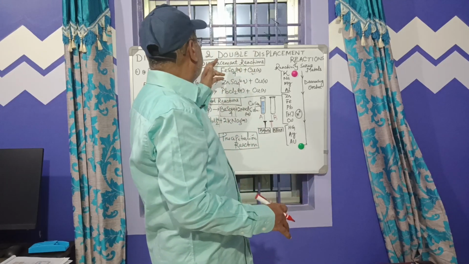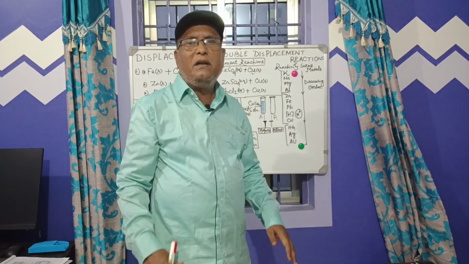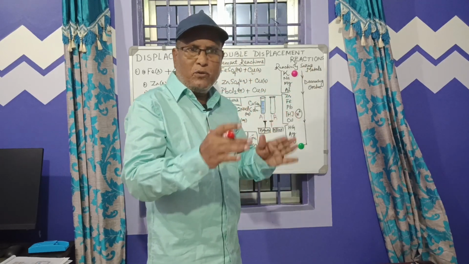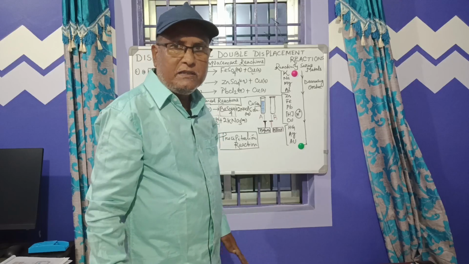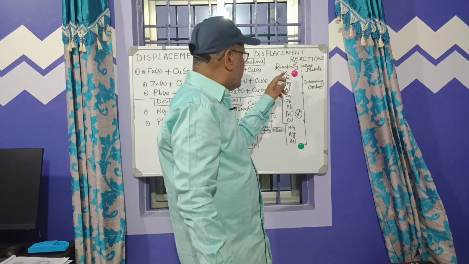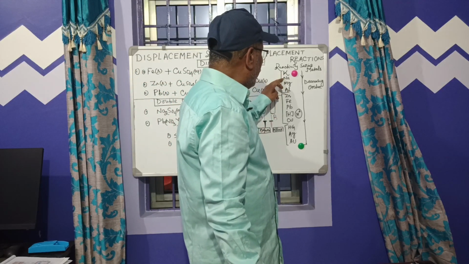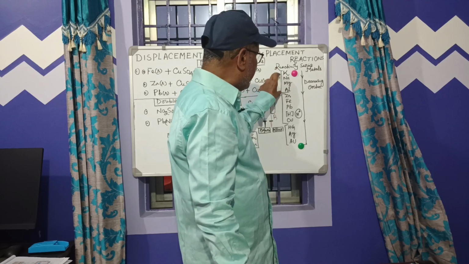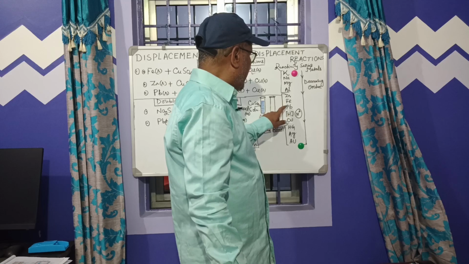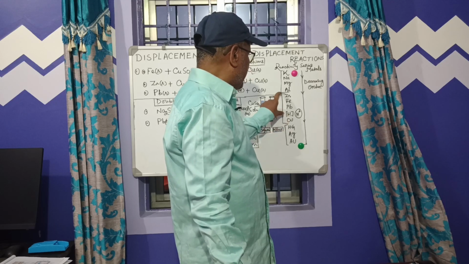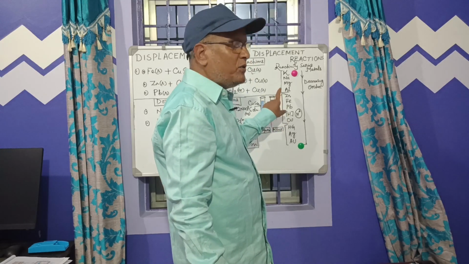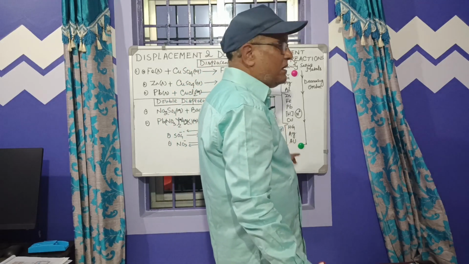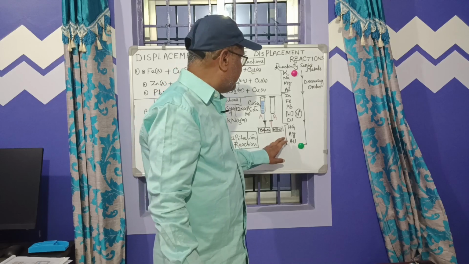Before teaching displacement reactions, let's learn the reactivity series of metals. Please make a note of it and remember, this is very important. Right from potassium, sodium, magnesium, aluminum, it forms a group, the first group, highly reactive. Then zinc, iron, lead, hydrogen, and copper, the second, moderately reactive group. And mercury, silver, and gold are the least reactive metals.